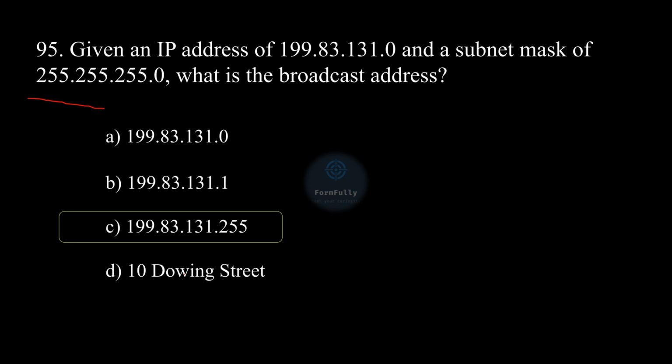For an IP address with this subnet mask, the range of addresses in the subnet would be from .0 to .255. The last address of this range is reserved for broadcast traffic, so it is considered the broadcast address for devices in that subnet. So the correct option is C.